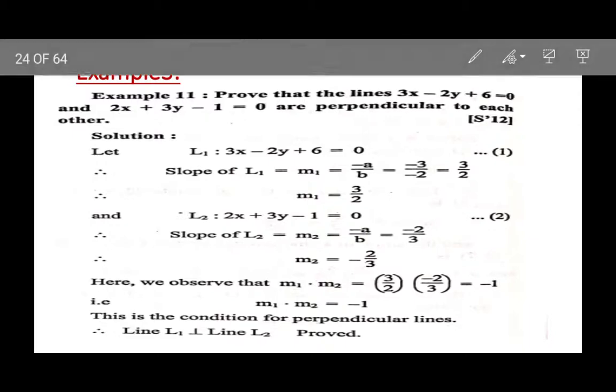Now see one more example. Prove that the lines 3x minus 2y plus 6 equal to 0 and 2x plus 3y minus 1 equal to 0 are perpendicular to each other. Okay, here we have to prove that lines are perpendicular to each other. For that, what we have to do? We have to take the first line, right? First equation of a line, and we have to find minus a upon b, that means slope.